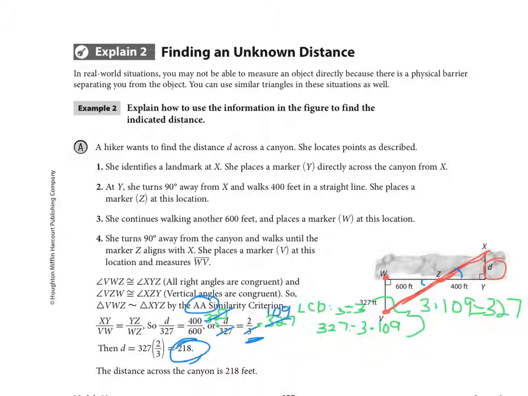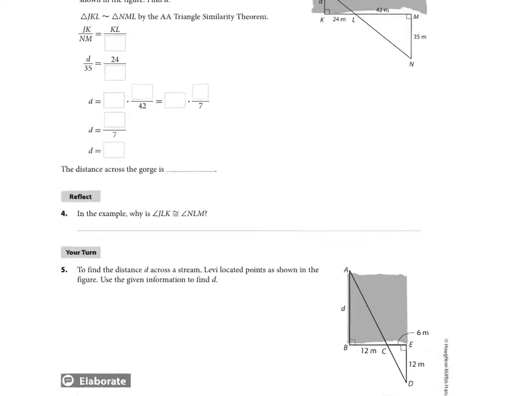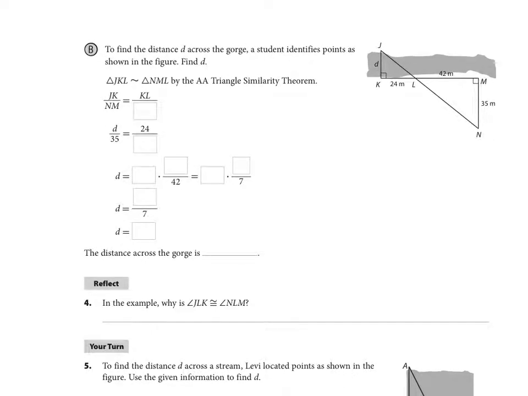Moving on to our next page. This is page 656. I've got one more example and then a your turn, you guys, to do here. Still using the idea of similar triangles. To find the distance d across a gorge, a student identifies some points and marks them just like we talked about. So identifies a point directly across, walks along the path on a straight line, and then turns basically. So walks and marks, and then turns until we see all of these two markers in one line of sight here, and puts another marker.